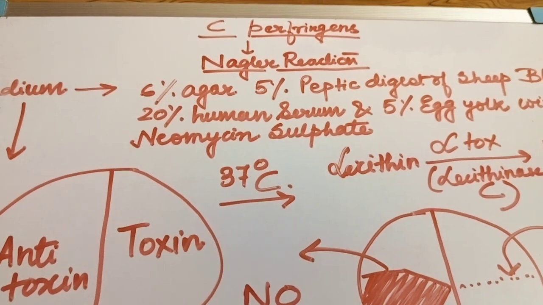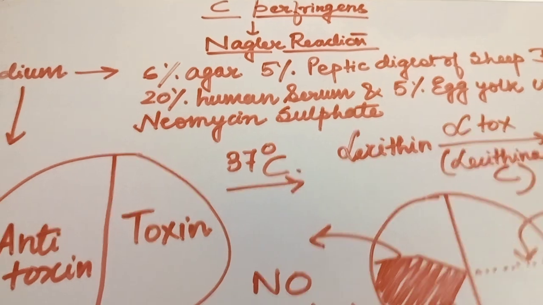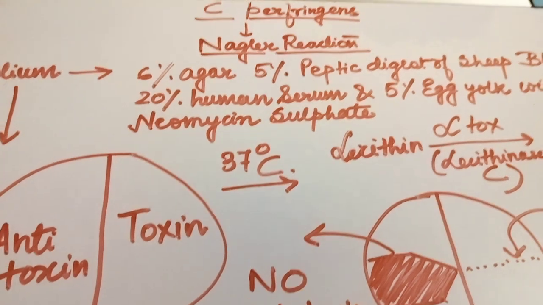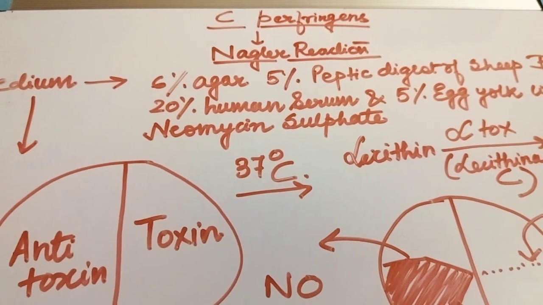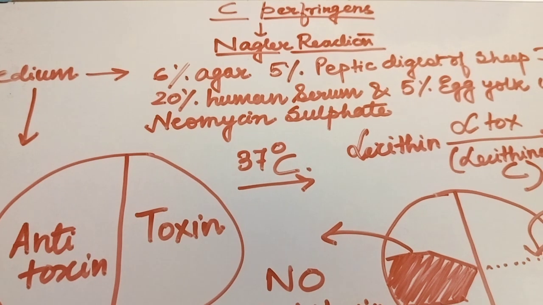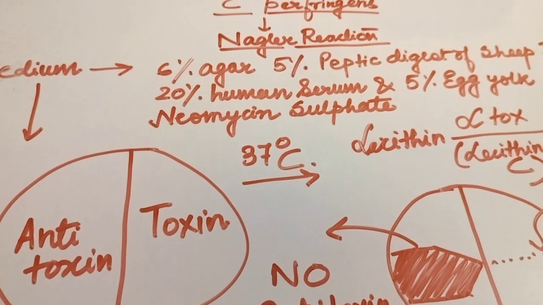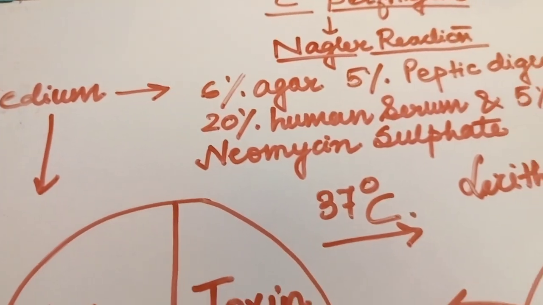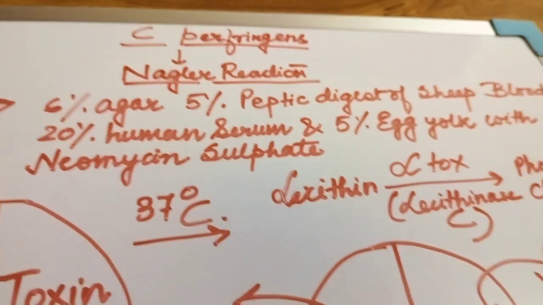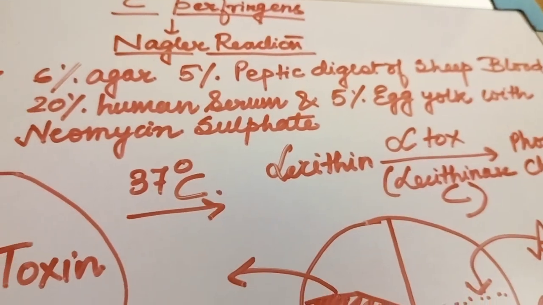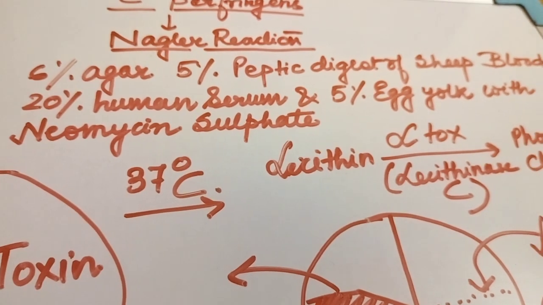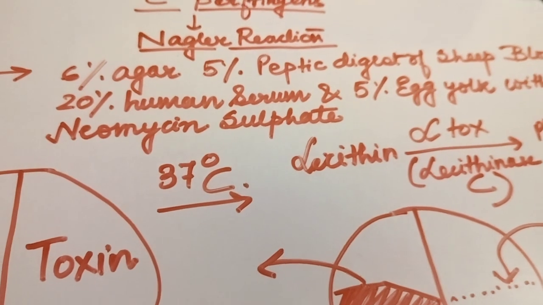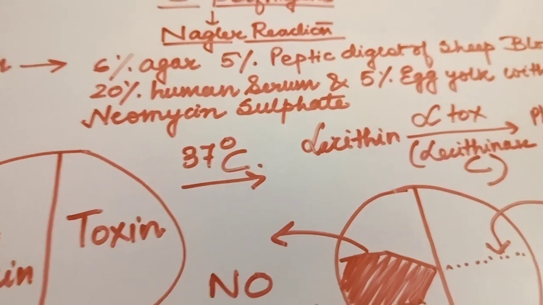Yes, so this is the third video on Clostridium perfringens where we will be discussing the Nagler reaction. This is one of the identifying reactions where you will understand how toxins can be neutralized by antitoxins. In this Nagler reaction, the medium used comprises 6% agar, 5% peptic digest of sheep blood, 20% human serum and 5% egg yolk with neomycin sulfate. So this is basically the composition of that particular medium.